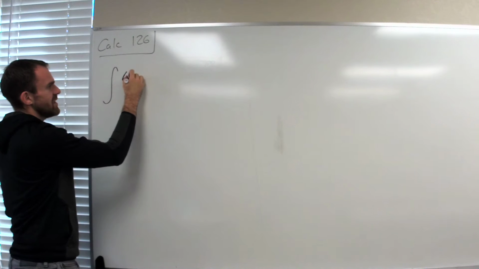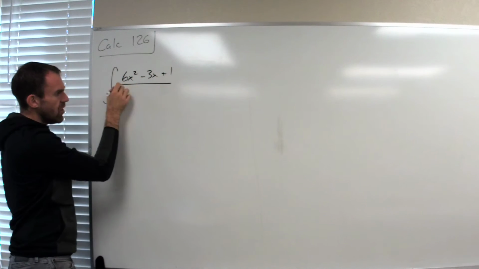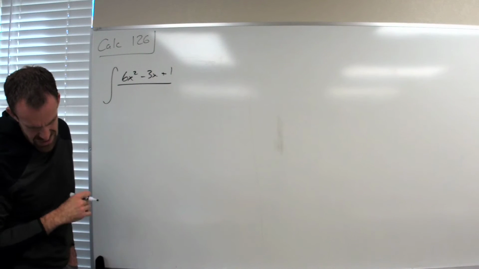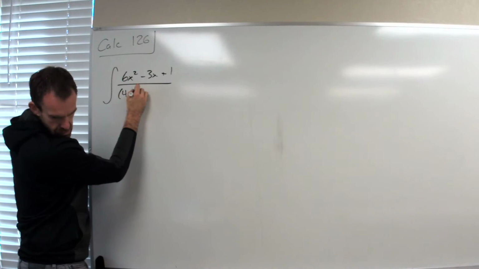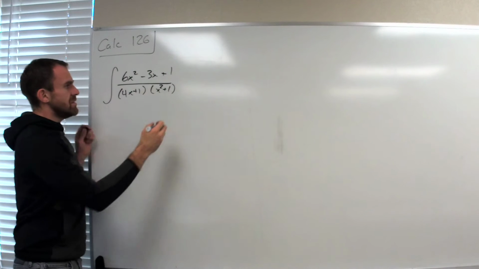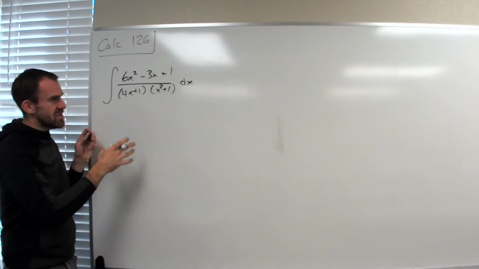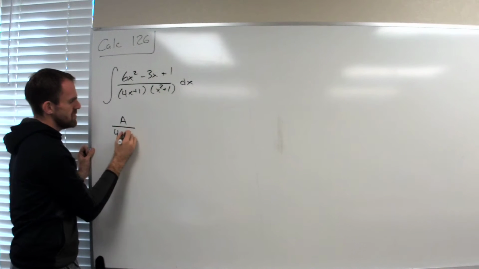So we have 6x squared minus 3x plus 1 all over an ugly factorization, I believe. It looks like it's 4x plus 1 over x squared plus 1 dx. So, how am I going to resolve this? Well, I'm going to split this into two partial fractions, A over 4x plus 1.